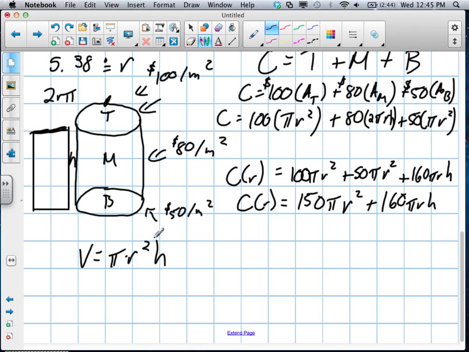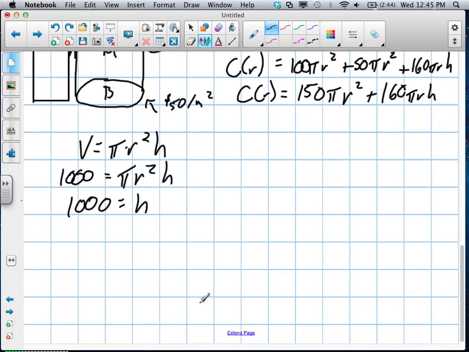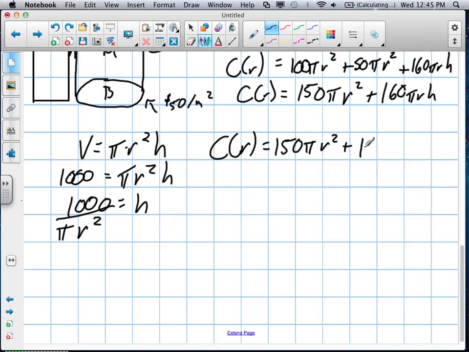Times h, which means the volume of this was going to be 1,000, so we make this 1,000 equal to pi r squared times h. This then becomes h equal to 1,000 divided by pi r squared. Okay? So if that's our h, we're going to plug that into our equation. Our c in reference to r is now equal to 150 pi r squared plus 160 pi r, and our h is 1,000 divided by pi r squared.